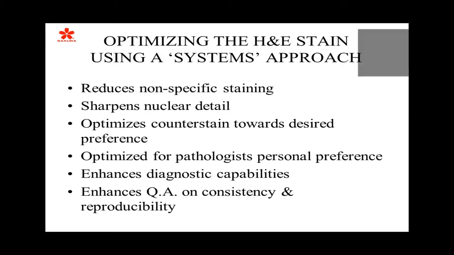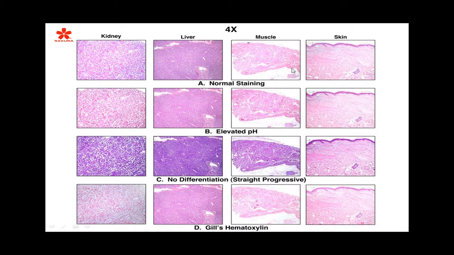Benefits are it reduces nonspecific staining, it sharpens the nuclear detail, optimizes the counterstain, and optimizes for the pathologist's preference. And the key thing is it enhances the QA on consistency and reproducibility. Here you see normal staining, elevated pH, no differentiation. You see a lot of nuclear staining here, and then Gill's hematoxylin. And I present this to show, depending on what your pathologist likes, you can manipulate these stains to give you whatever intensity that you want. But the key thing is maintaining that consistency.